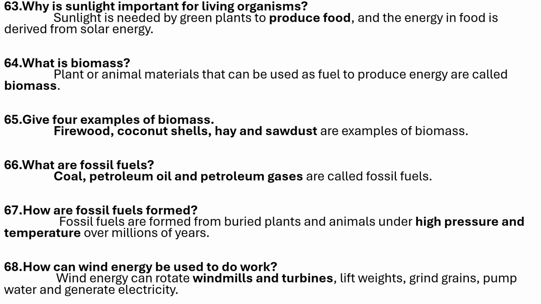What is biomass? Plant or animal material that can be used as fuel to produce energy is called biomass. Give four examples of biomass. Firewood, coconut shells, hay, and sawdust are examples of biomass.